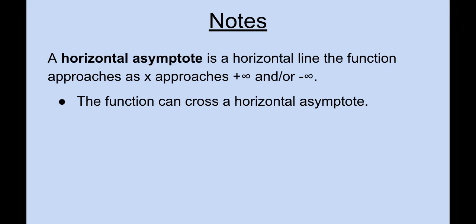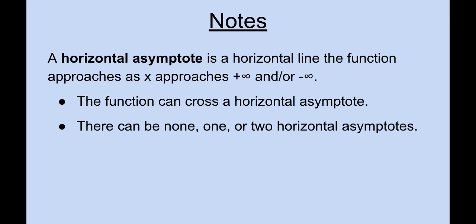The first thing is you can cross horizontal asymptotes all day long, right? You can't cross a vertical because a vertical is undefined. A horizontal line here, there aren't any undefined points. So when I get to infinity, it's just going to level out to whatever it levels out to. The next is there can be either no asymptotes, one asymptote, or two horizontal asymptotes. Those are your only choices.